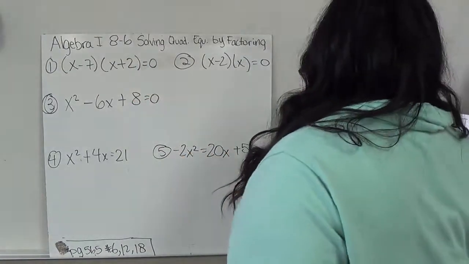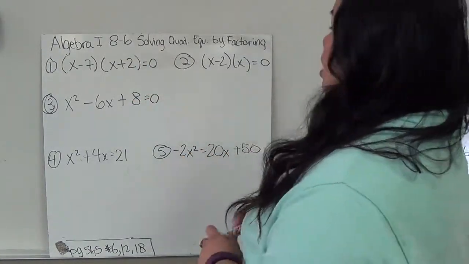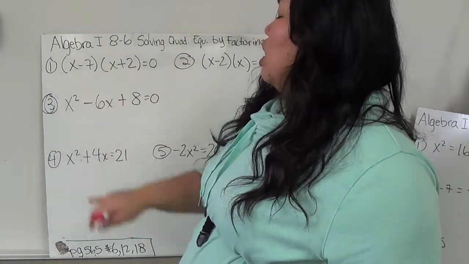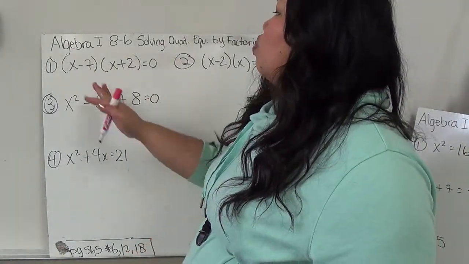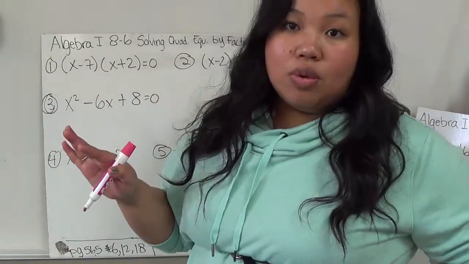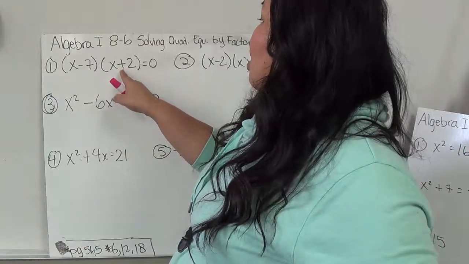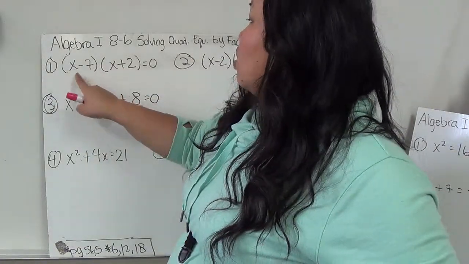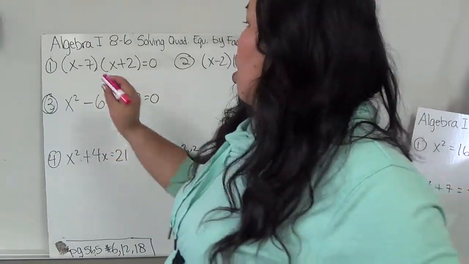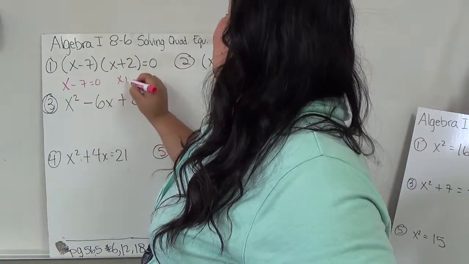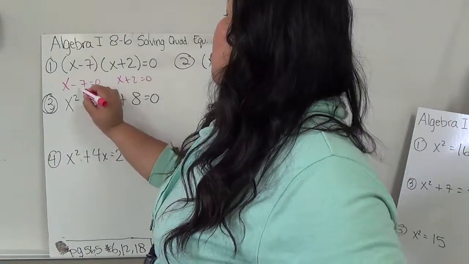So the first one, they've already factored it for us, instead of giving it to us in standard form. The thing is, when we multiply the bubbles, if one bubble equals 0, the whole thing equals 0. So if I get this to equal 0, then the whole thing will equal 0. If I get this equal to 0, the same. So my 2 answers are x minus 7 equals 0, and x plus 2 equals 0. And I solve for both.